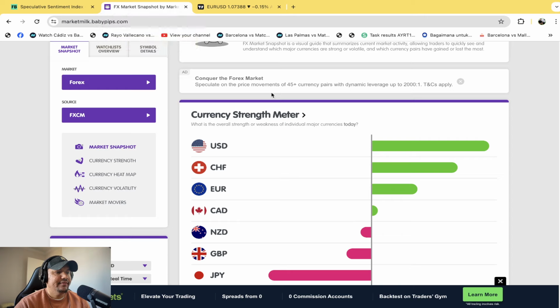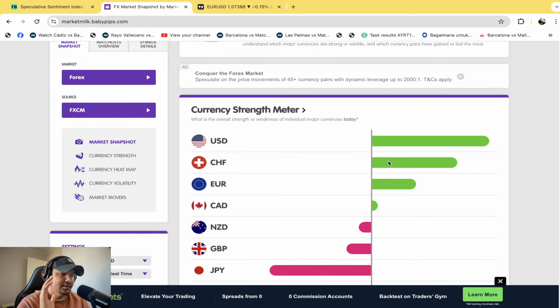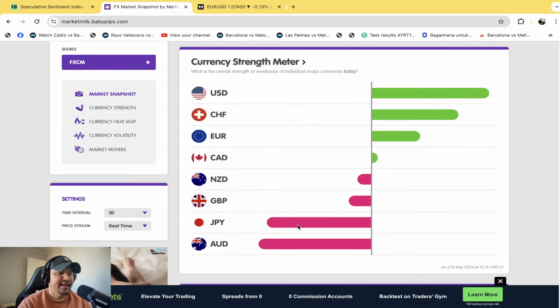Now, one of the things that you want to understand first is the currency strength meter. The currency strength meter is exactly what it's telling you it is, right? It gives you the overall strength of a currency. This is a bar that tells you how strong a currency is, and this tells you how weak a currency is. So going that way makes it weak. Going that way makes it strong.